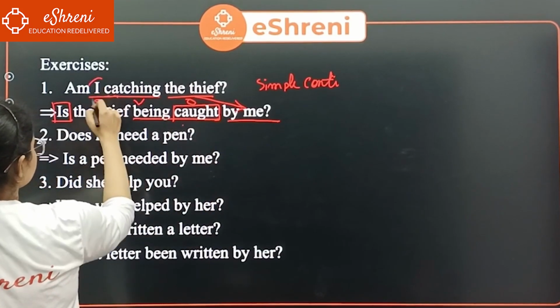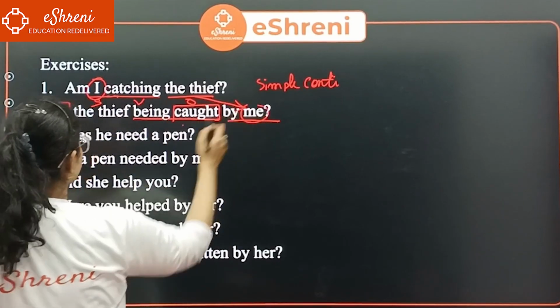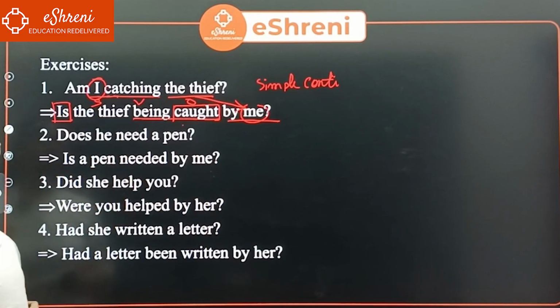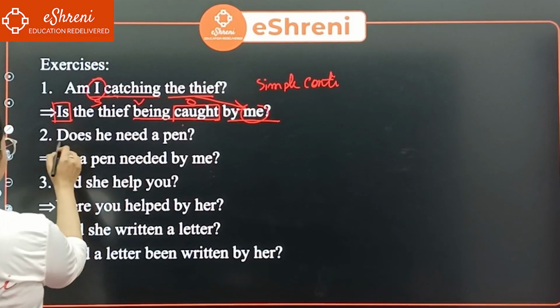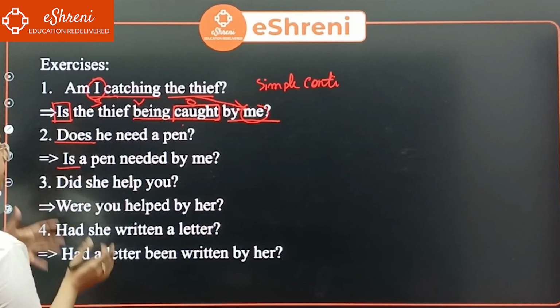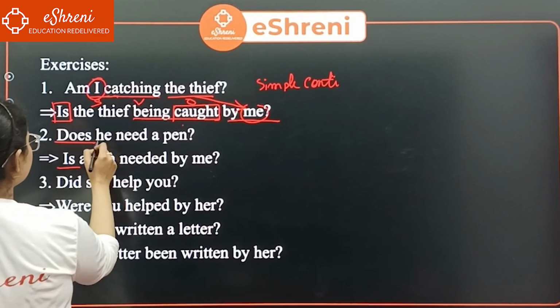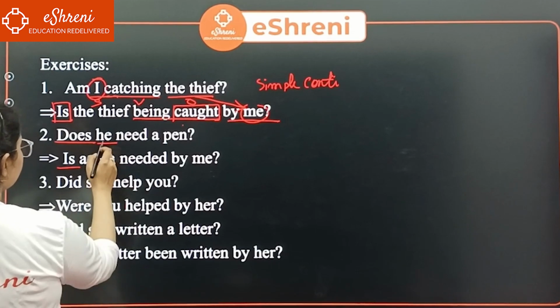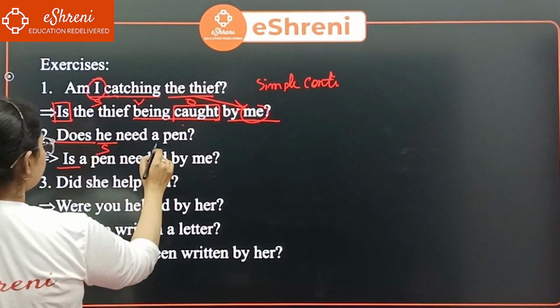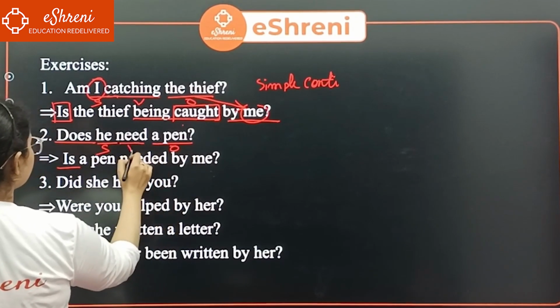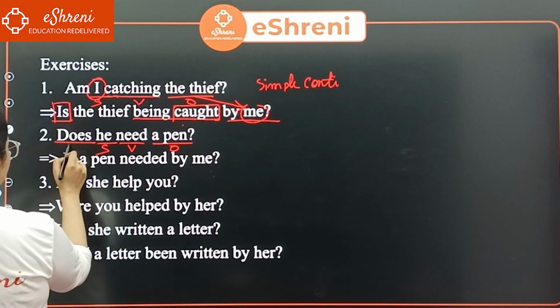Next, whatever is the subject becomes the object. Next, does he need a pen? Here, before the pen, "is" will come along with it, which we found earlier, which comes in the case of a yes/no question. Here identify the subject, verb and object. So here the subject is "he", the object is "a pen", this is the verb, and this is a yes/no question word.